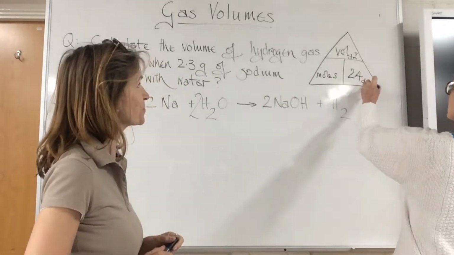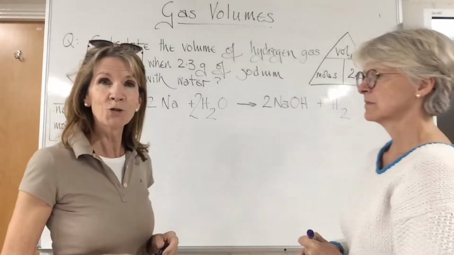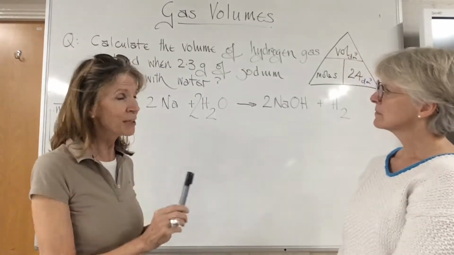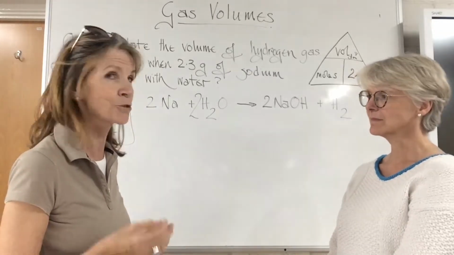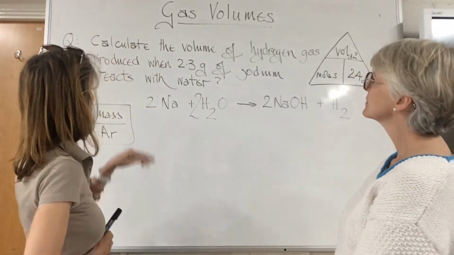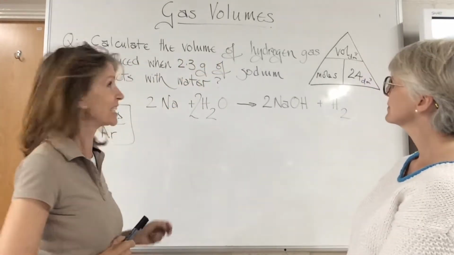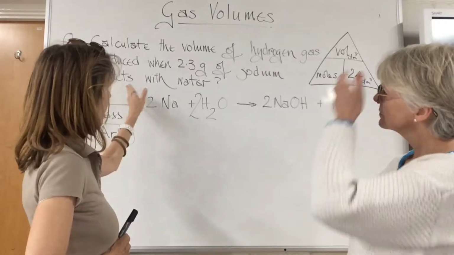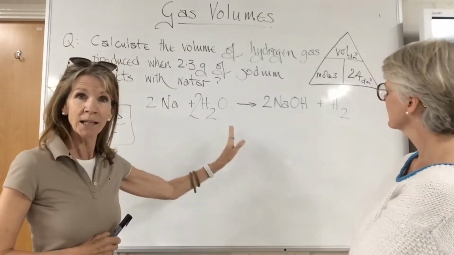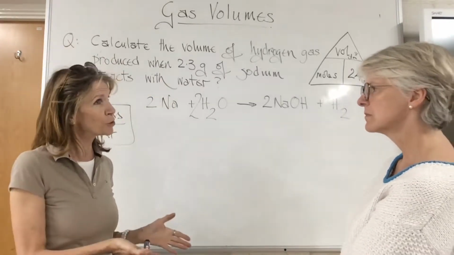Lovely. Now, when we actually do a question like this, we have to read the question. It's really important to extract useful information. So I'll read the question first. Calculate the volume of hydrogen gas produced when 2.3 grams of sodium reacts with the water, and we have the balanced equation. So Dr. Bourne, what do we do next?